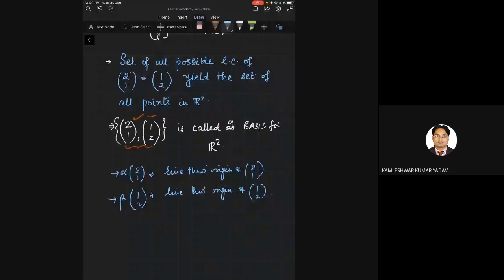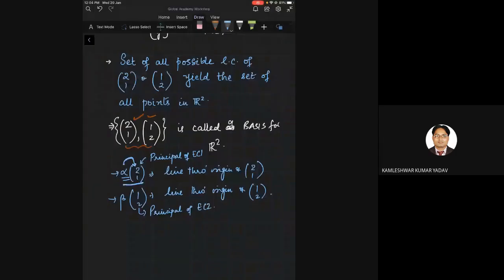Is this clear? So (2, 1) is basically like the principal of one engineering college, let us say engineering college 1. Suppose there are only 2 engineering colleges. This other vector is the principal of the second engineering college. Now, alpha times (2, 1) is basically all those professors who report to this principal in engineering college 1. Similarly, beta times (1, 2) is nothing but the set of all professors who report to the principal of engineering college 2. Is that clear?